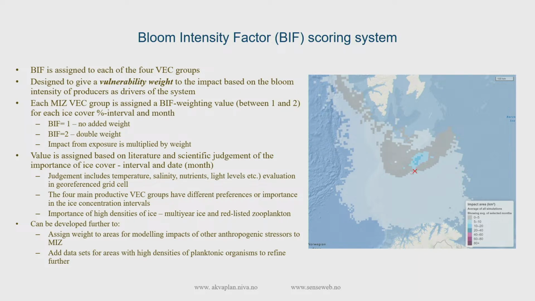So we can follow the peak of the bloom by the weight of the BIF value. So if there's a BIF value of 1, there is no added weight. And if the BIF value is 2, the exposure to oil is multiplied by the weight, and the impact in the cell is given a double weight. So when we have a map, like you see on the right-hand side, this map is the map of the impact to one of these VEC groups, and it is weighted by both the exposure to oil, the amount of oil in the cell, as well as this vulnerability BIF scoring factor.